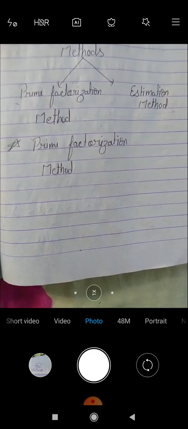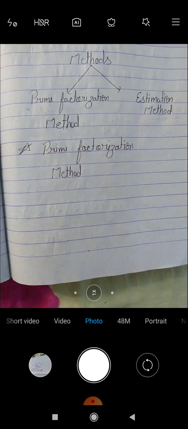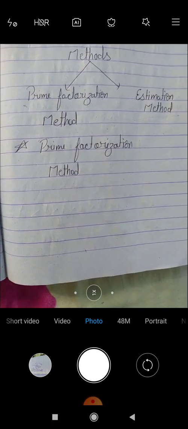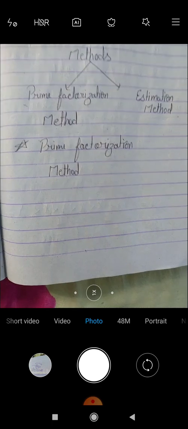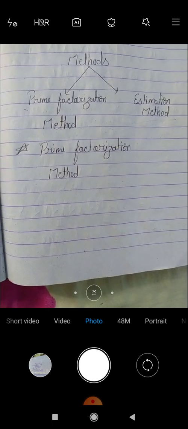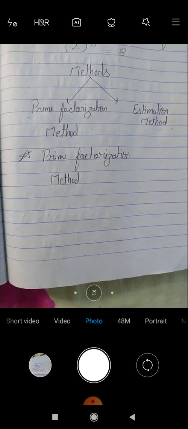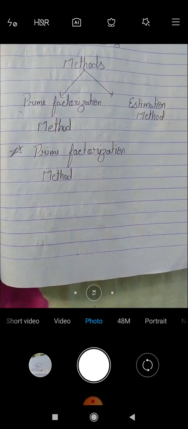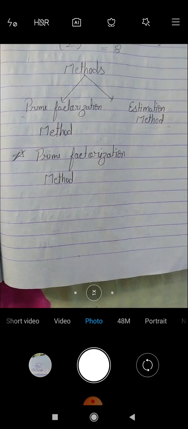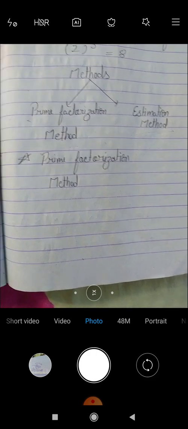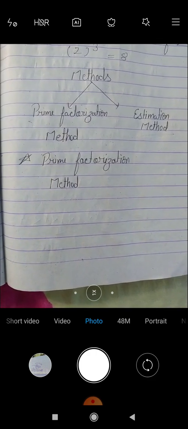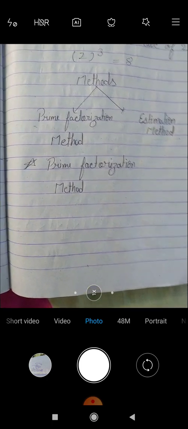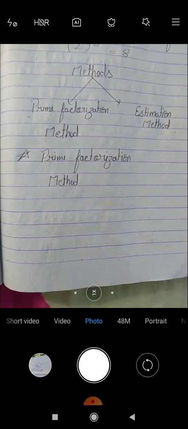In the prime factorization method, we factorize our number, then we make groups and then we take out one number from each group. In this way we can find the cube root of the number. This method is similar to the prime factorization method of square root.